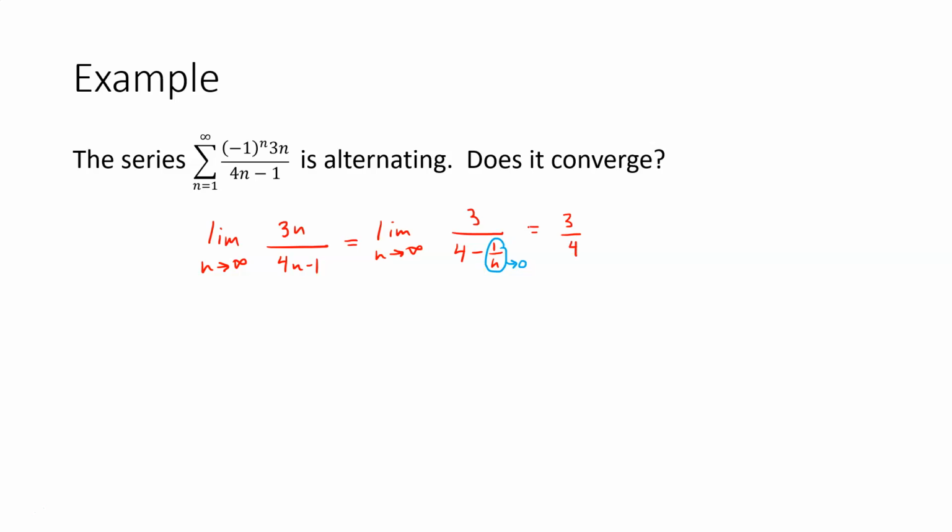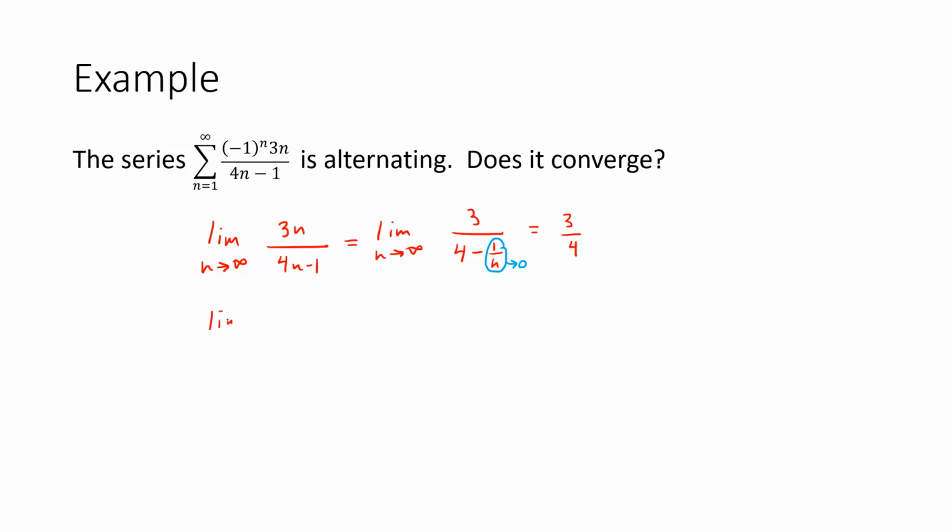So right there I can tell that because this limit is not equal to 0, this series is not going to converge. In fact, that's one of the conditions that we need for any series to converge, regardless of if it's alternating or not, is that the limit of the terms has to go to 0. Otherwise, if they don't go to 0, then we can say that the series is divergent by the divergence test.